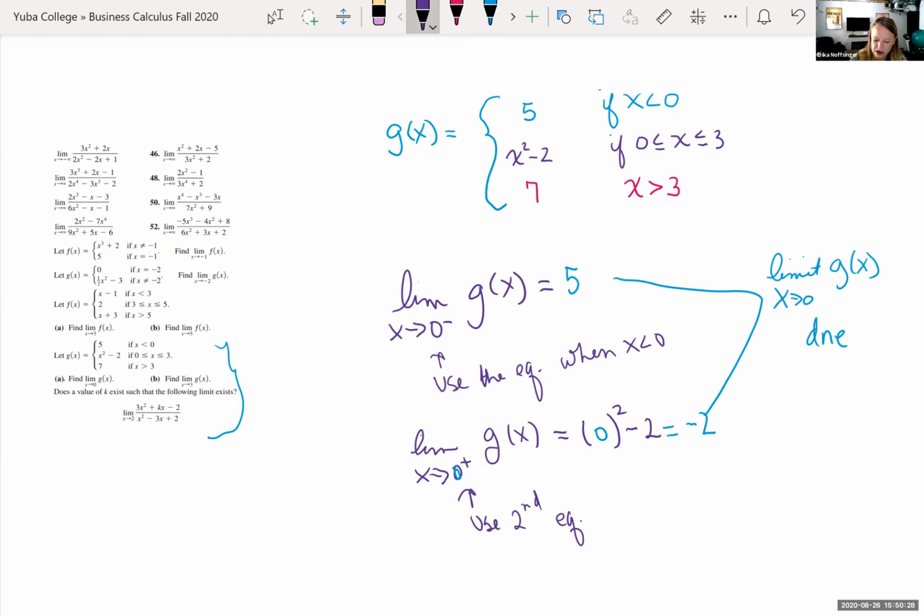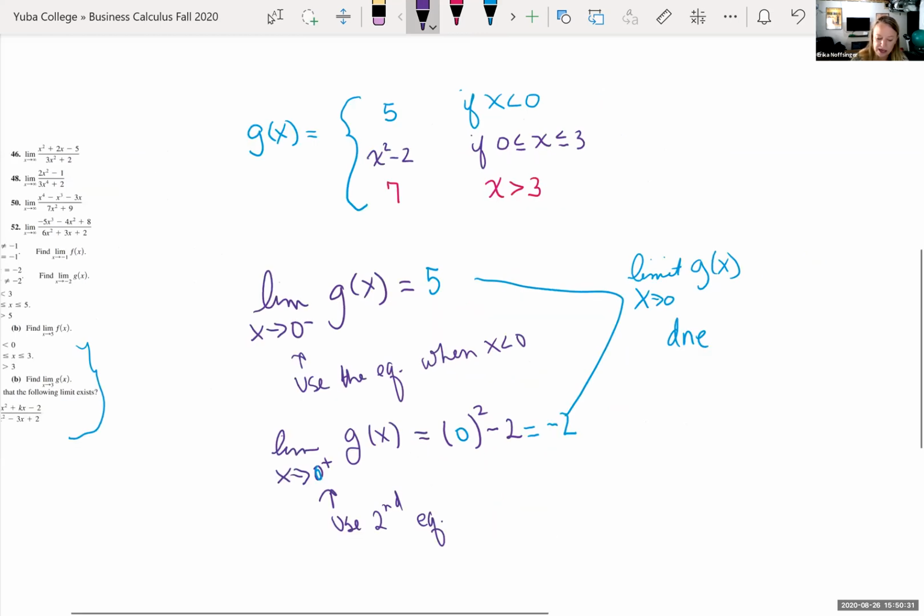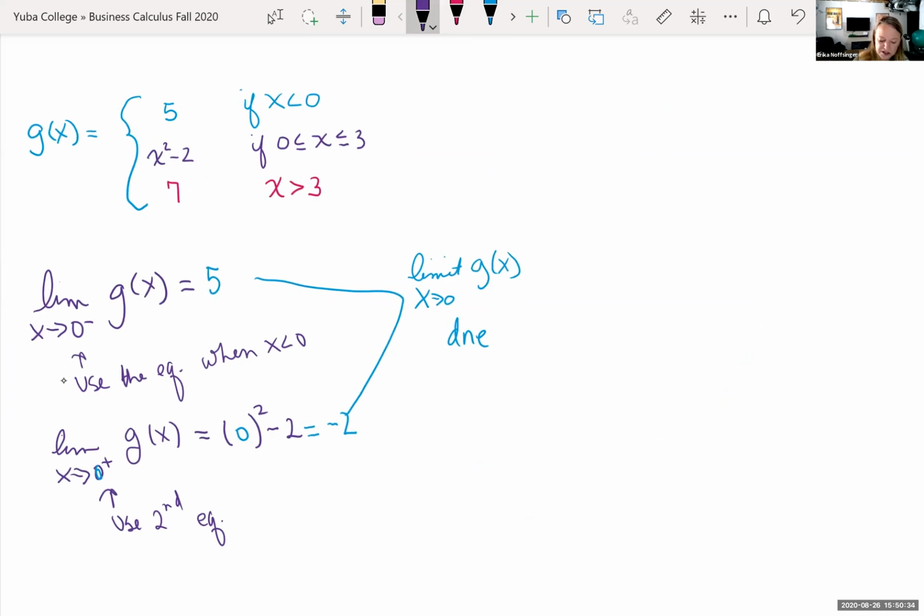Okay, so we also have to see what's going on at 3, because this is another spot where the values of our inequality change. So we ought to look at the limit as x approaches 3 on the left. So left, that would be numbers less than 3. So this would be equation 2 of g of x. So we're going to plug in 3 wherever we see an x. So this is 3 squared minus 2. Well, 3 squared is 9. 9 minus 2 gives us 7.